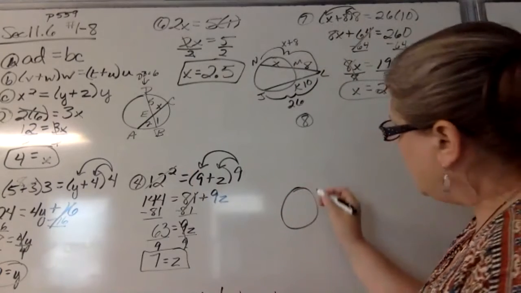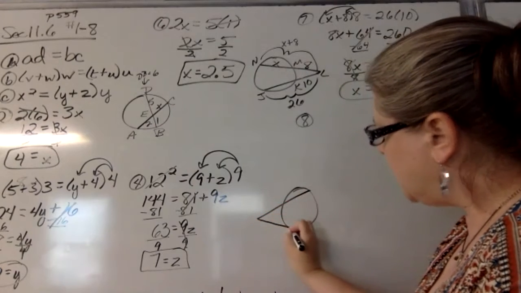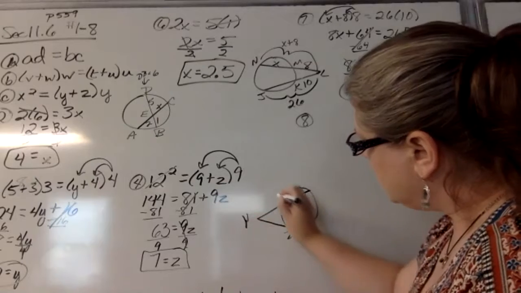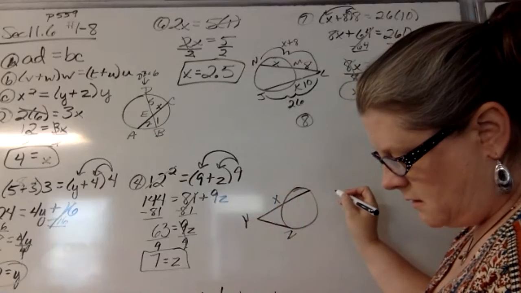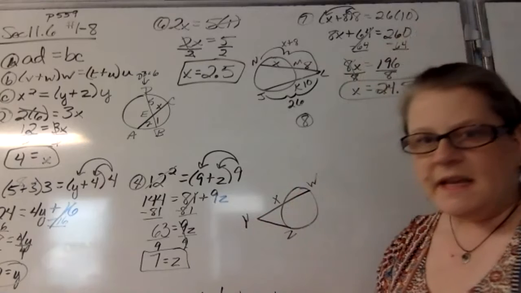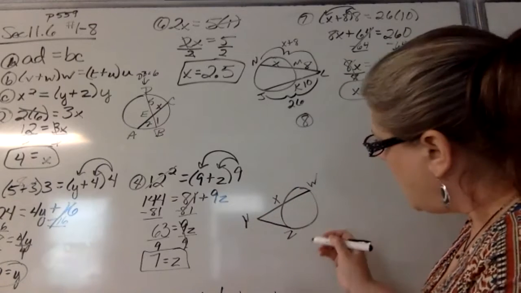All right. So on number 8, we have a secant coming out, and then it's got a tangent down at the bottom. Okay. This is y. This is z. This is x. This is w. Okay. So in number 8, it tells us find yx.